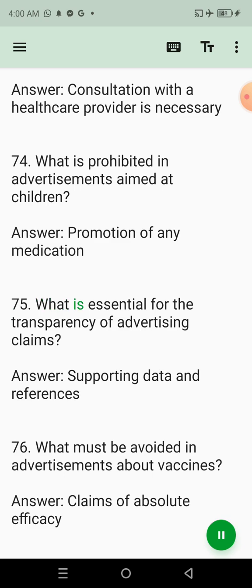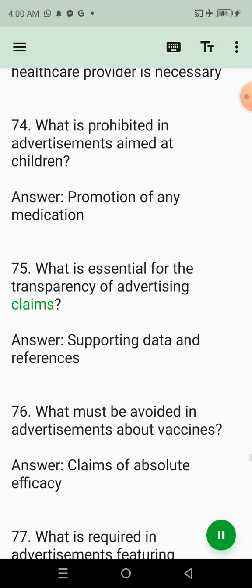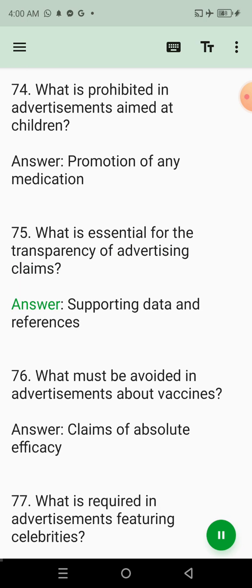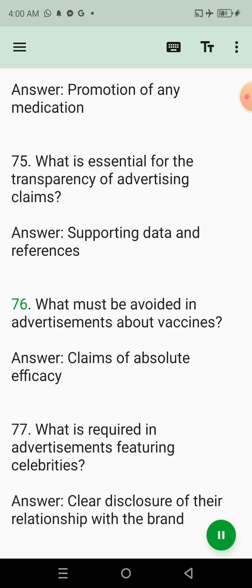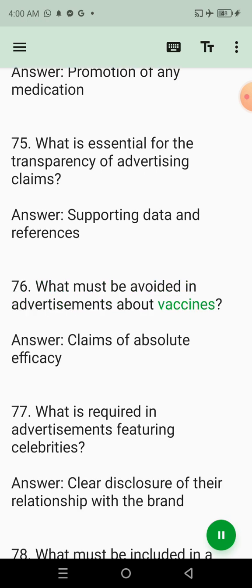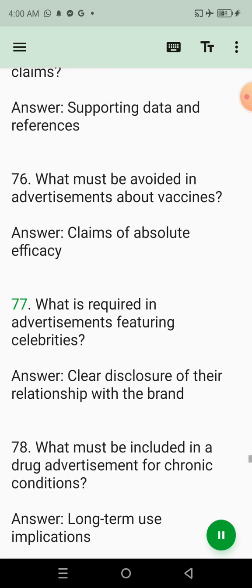75. What is essential for the transparency of advertising claims? Answer. Supporting data and references. 76. What must be avoided in advertisements about vaccines? Answer. Claims of absolute efficacy.